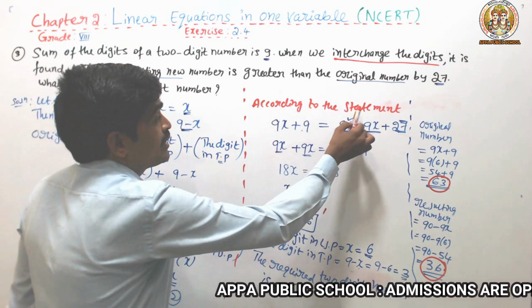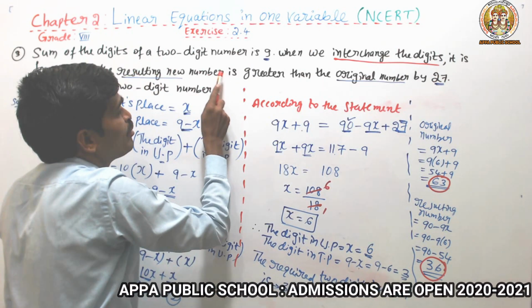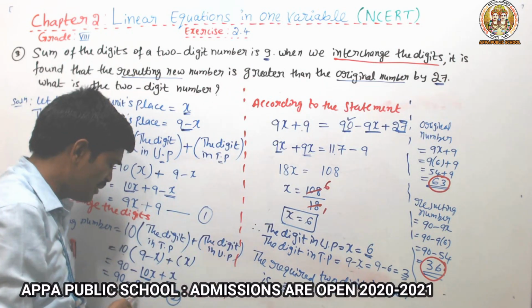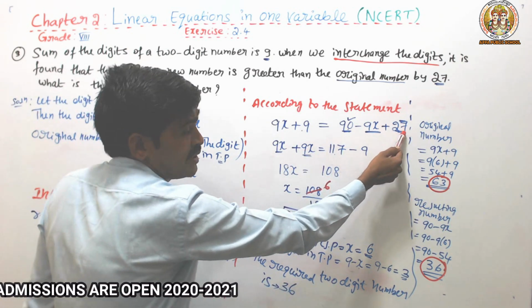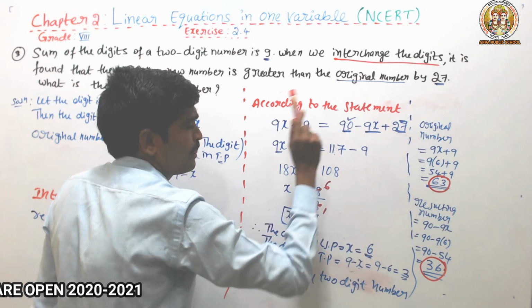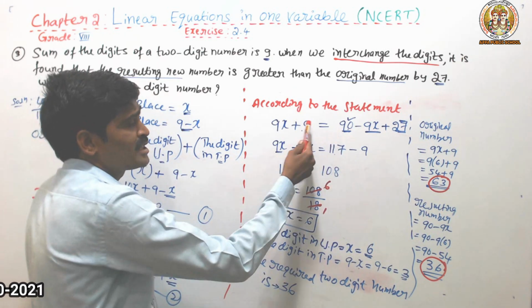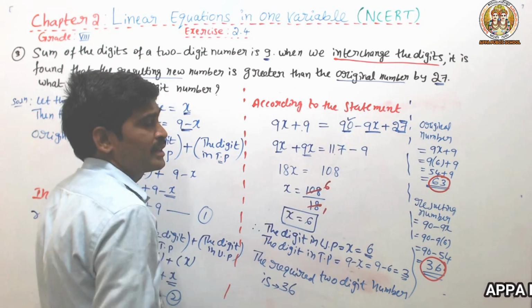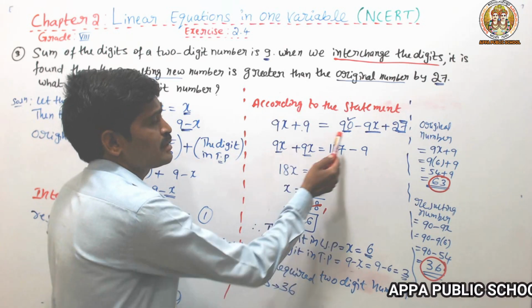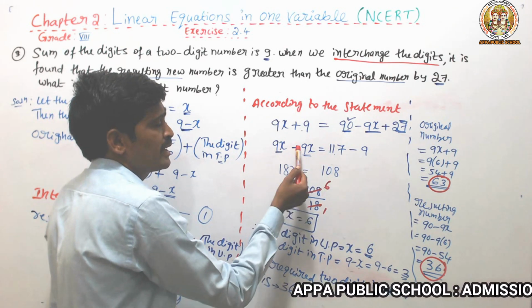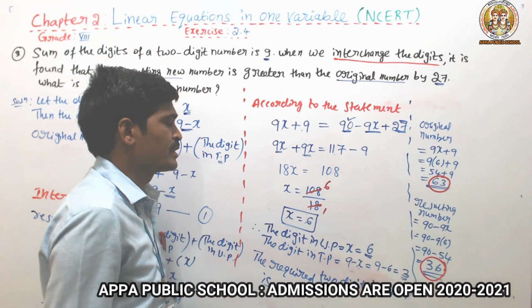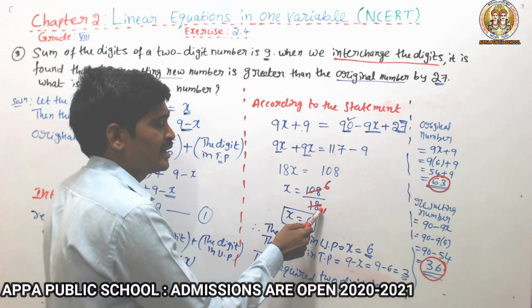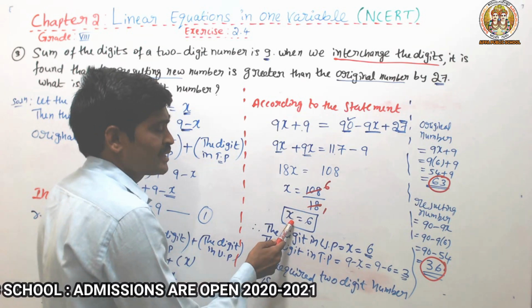According to the statement, it is found that the resulting new number is greater. Means the resulting new number, equation 2, should be greater. Greater means plus. How much greater? 27. That's why plus 27. Understood? So variable terms separate and constant terms separate. It is easy to calculate. So 9x minus 9x, transfer this side, plus 9x, 9x plus 9x is 18x. 117 minus 9 should be 108. So x is equal to 108 by 18. 18 ones are 18, 18 sixes are 108. So x is equal to 6.